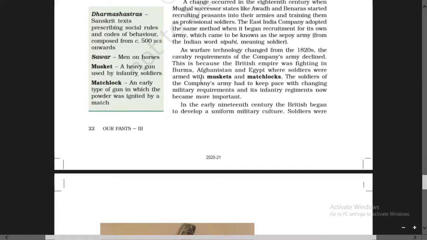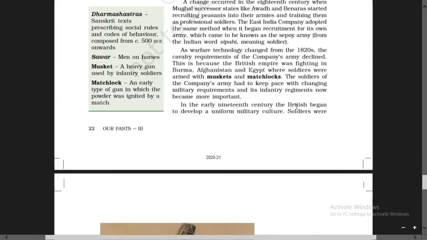The soldiers of the company's army had to keep pace with changing military recruitment, and its infantry regiments now became more important.